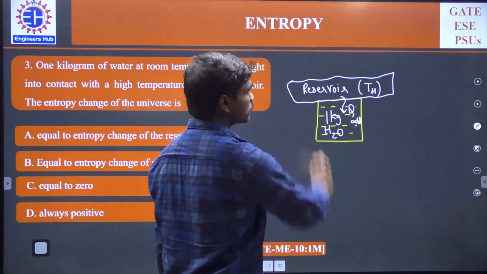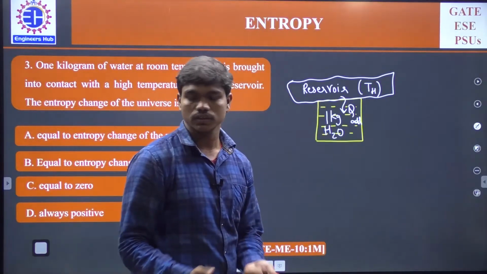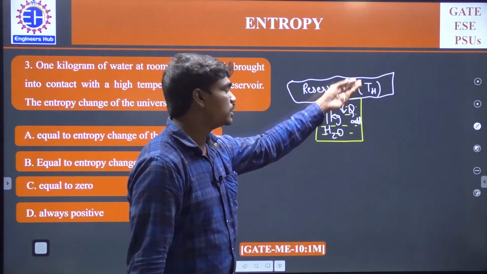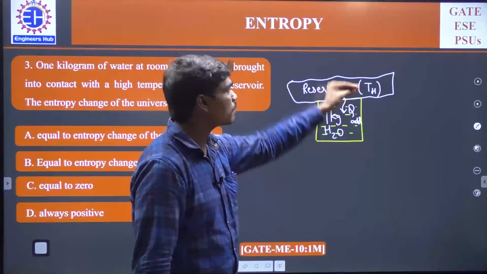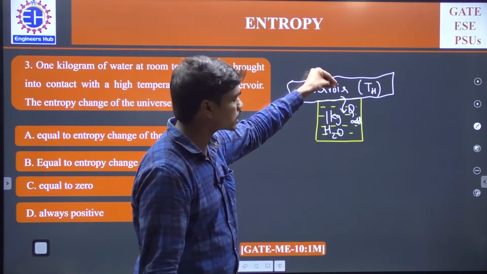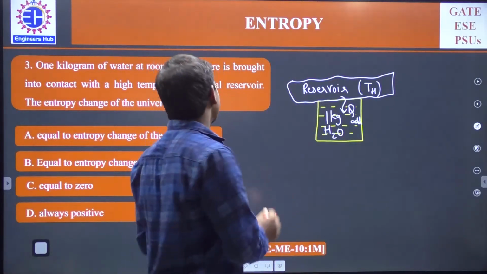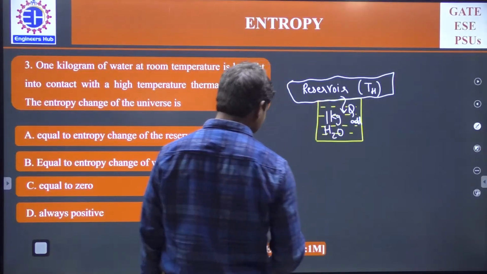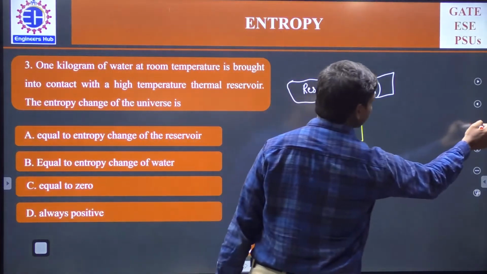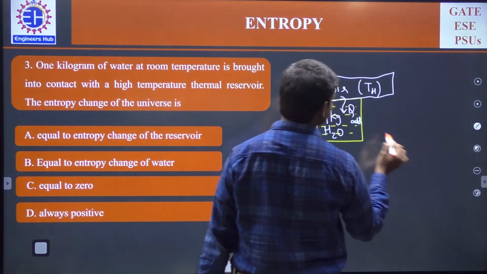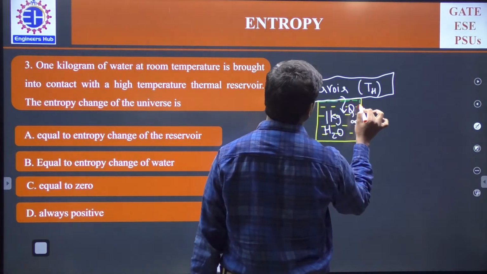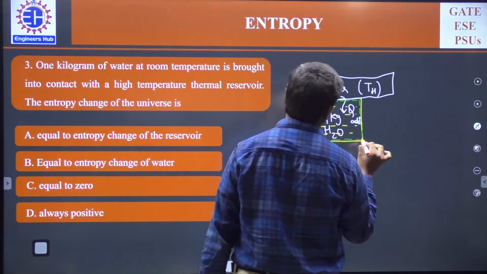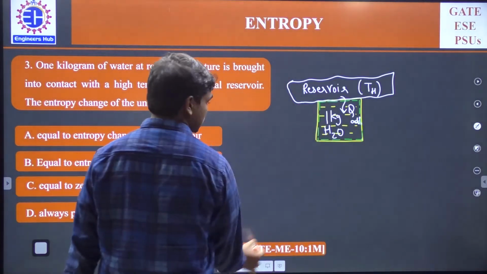Some heat gets added into this system, because reservoirs are the sources which supply some heat without any significant change in their temperature. So if you bring this water close to this reservoir, then what happens? Some part of heat from this reservoir will get transferred to this water. Okay. The entropy change of the universe. So if you consider this water as the system, then some heat is being added into this process. Correct?